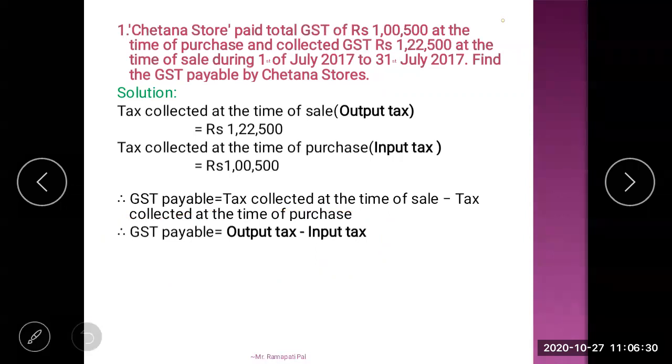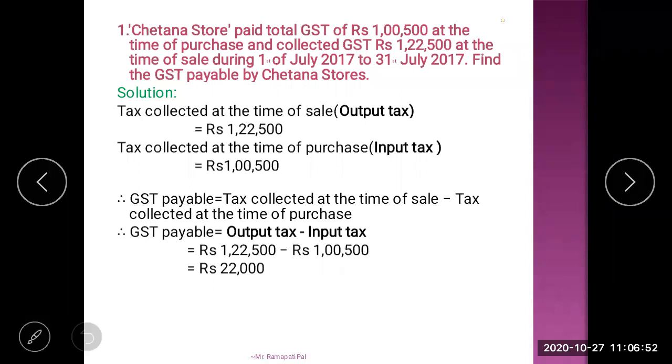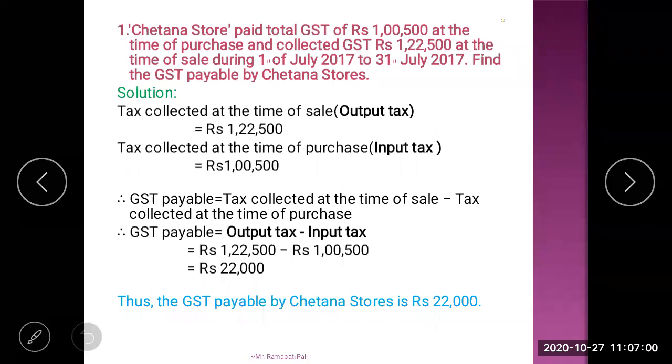Now substitute the value. As you know, 1,22,500 minus 1,05,000 will give what? Yes, it will give 22,000. So at the end we have to write: thus the GST payable by the Chetna store is rupees 22,000. Is it clear? Yes, any doubt, any difficulty, any confusion? If it is there, you can ask.